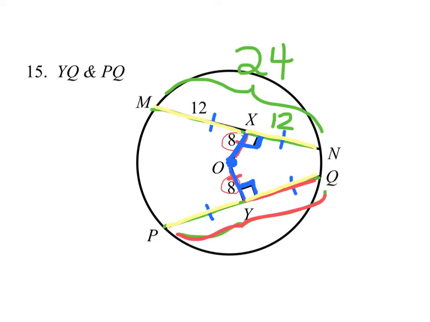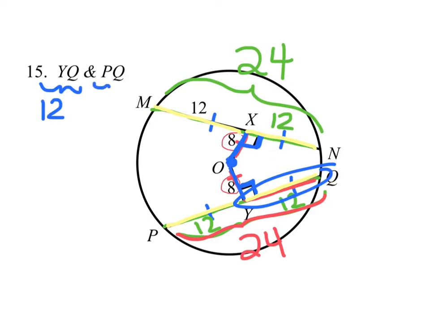What does that mean over here for YQ and PY? It means that this whole segment is also 24. We established that the whole chord is congruent to the whole chord since they're equidistant from the center, and that means that each of these pieces is going to be 12. In conclusion, we have our final answer, YQ, which is just this segment right here, is 12. And PQ is 24.